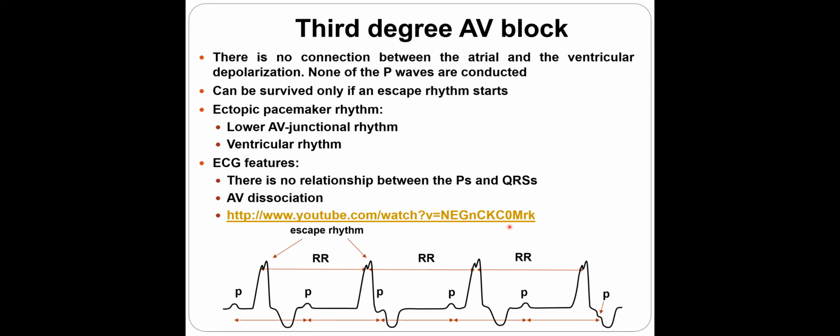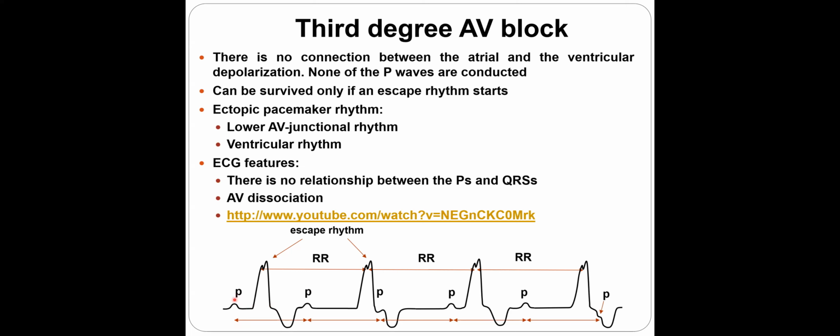We only have an escape rhythm that can be generated by the ventricle, or sometimes in the lower part of the junction. If we have a ventricular escape beat, for sure it's wide and the T is negative. However, when we have a lower AV junctional rhythm, the QRS is narrow, but you do not see a P that precedes or follows the QRS complex.